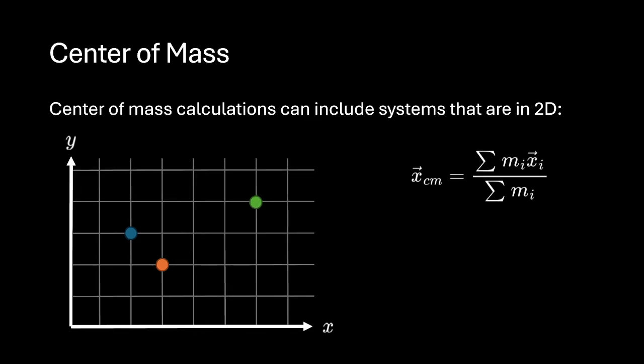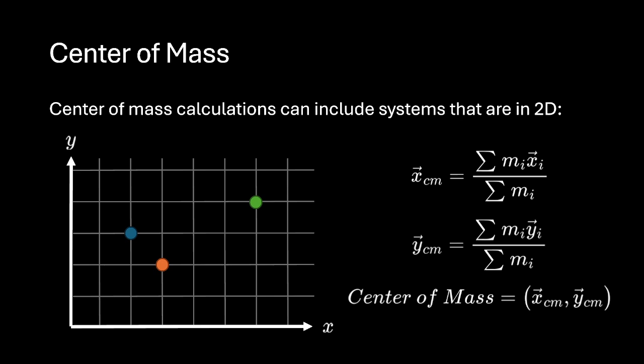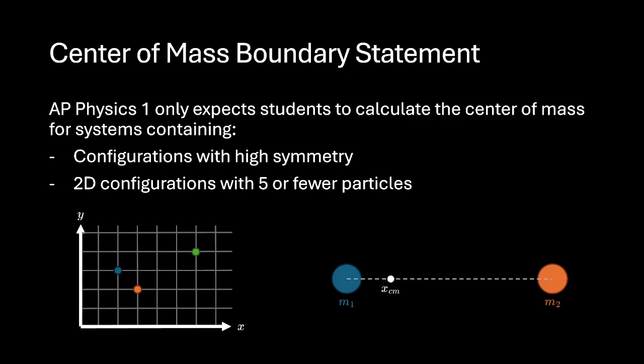Center of mass calculations can also include systems that are in 2 dimensions. So, for example, in this one, we can try finding the center of mass along the x-axis and then the y-axis, and then we can determine using those two the actual coordinate of the center of mass, which is at the x and y point of the center of mass. And in the context of AP Physics 1, they only expect students to calculate the center of mass for systems containing configurations with high symmetry, so on the right image here, and then 2D configurations with 5 or fewer particles.